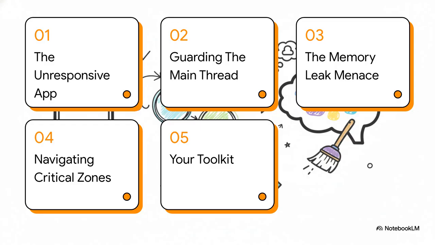Okay, so here's our game plan. We're going to tackle this in 5 parts. First, we'll really unpack that unresponsive app nightmare. Then we'll get into the 3 pillars of a high-performance app: how to guard the main thread, how to defeat the memory leak menace, and how to navigate those tricky critical zones. And finally, we'll look at the tools you absolutely need in your toolkit to make all this happen.